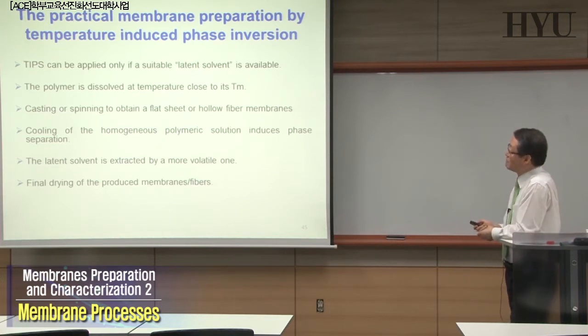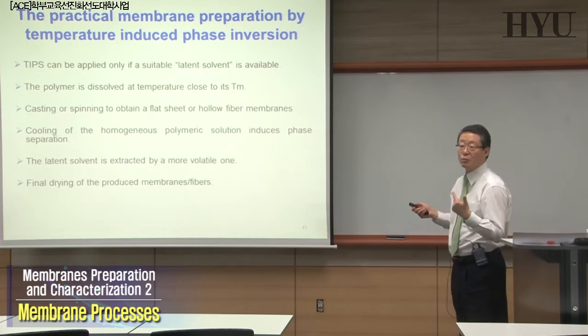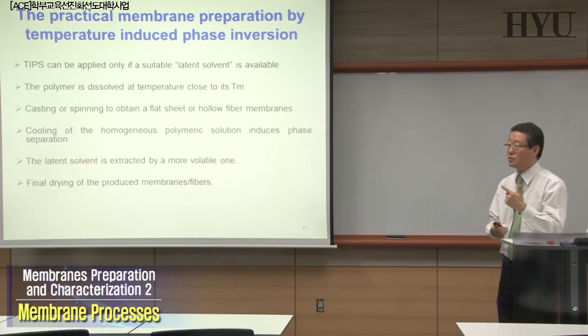So the TIPS process needs a polymer with a melting temperature. Again, last time we talked about the melting temperature. Melting temperature is the temperature where your crystal melts. Okay? If you have crystals, we call that a crystalline polymer, or at least a semi-crystalline polymer. Okay? So the polymer should have a melting temperature in the TIPS process. And the second requirement is that we should have a solvent, which we call a latent solvent.